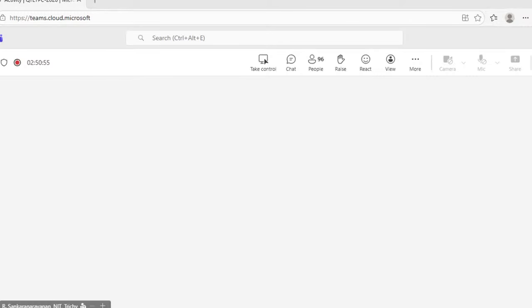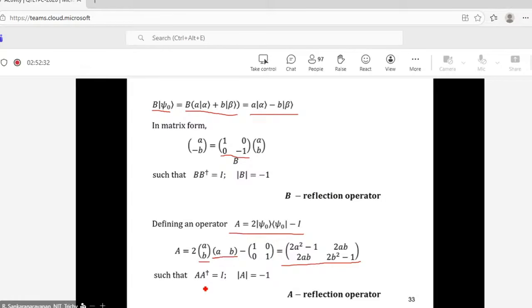In the matrix form, the input state is actually (a, b), which is the initial state psi 0, and the final state is (a, -b). And so the operator A is also a unitary operator. A dagger A is I, and the determinant of A is equal to -1. If the determinant of a matrix is -1, it is a reflection operator. So here you see that A is also a reflection operator like B. So you have defined two reflection operators, A and B.